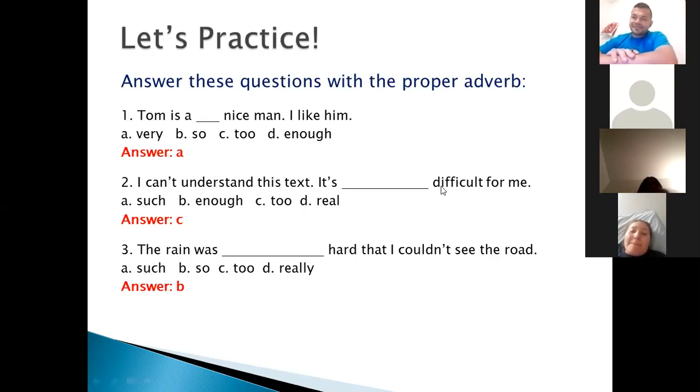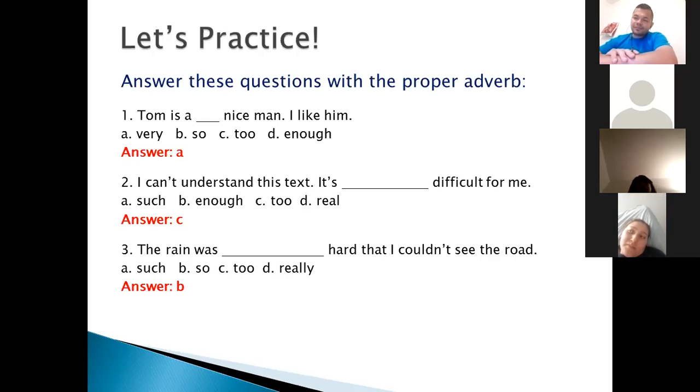Remember, when I have "to," I use the infinitive. When I have "that," I use "so." That's the difference between those two. So I can say, for example, "I'm so tired that I can't drive," or "I'm too tired to drive."